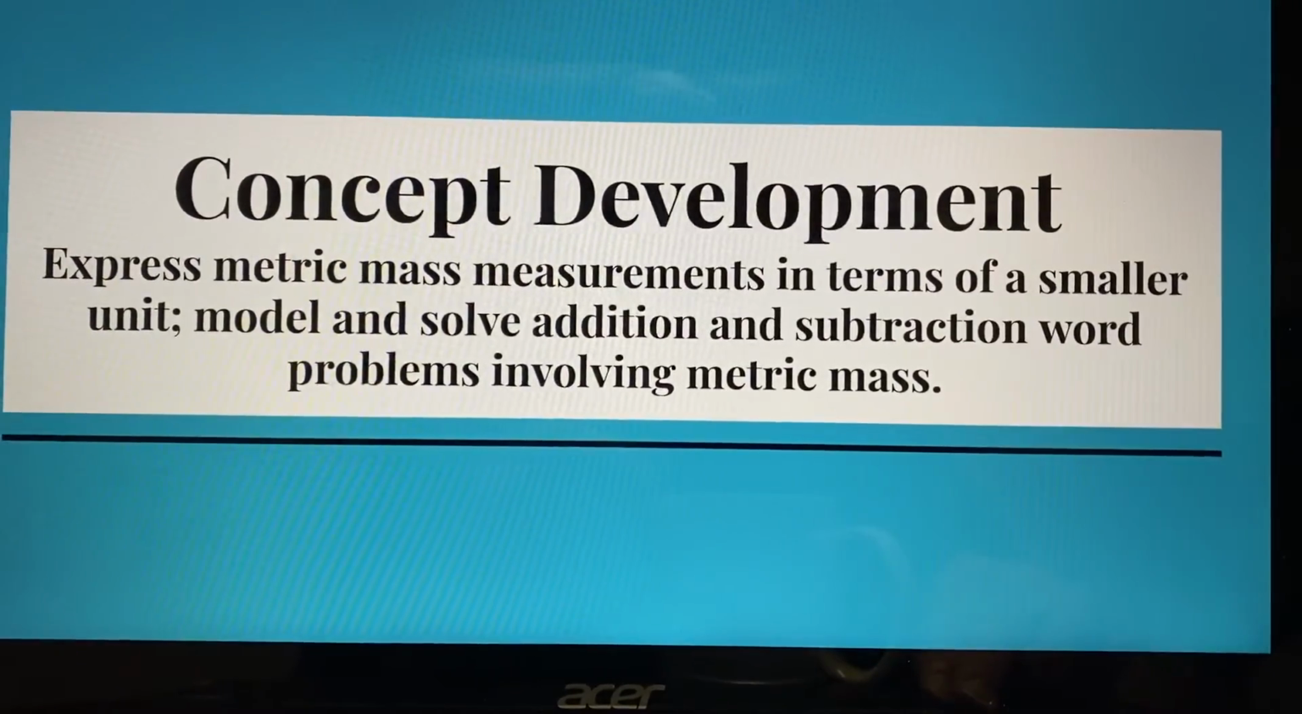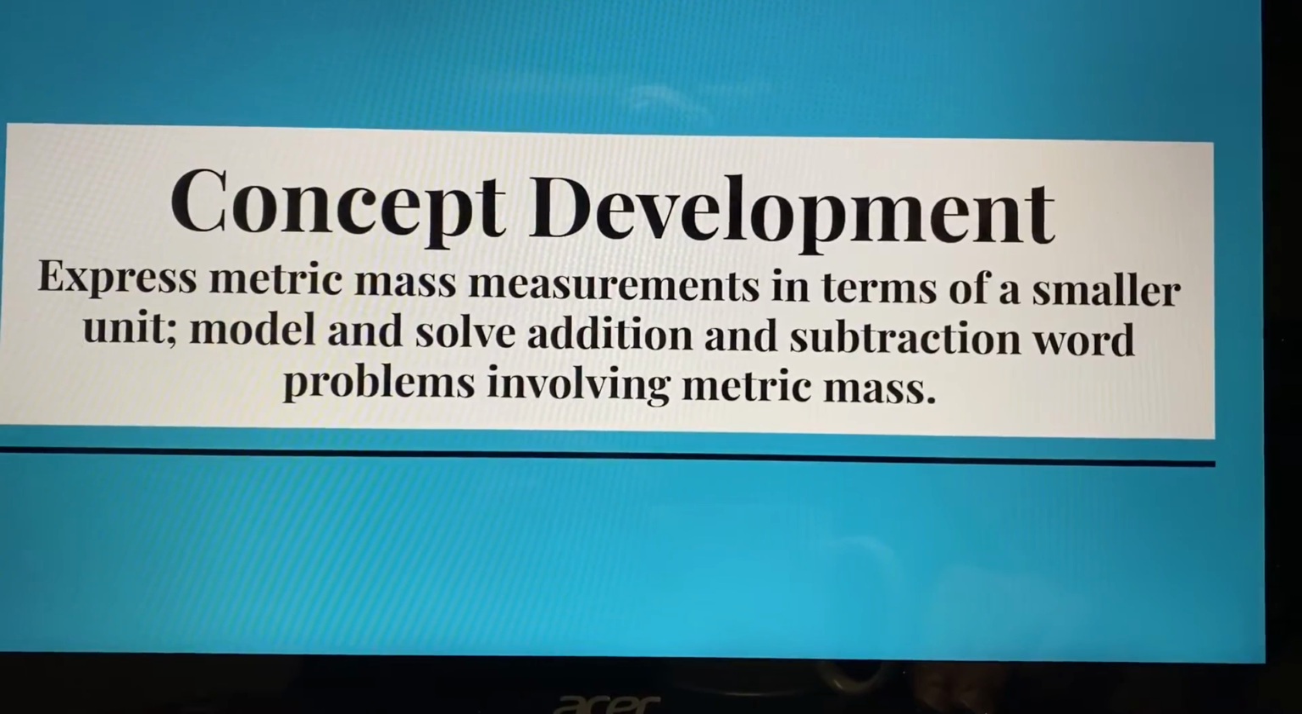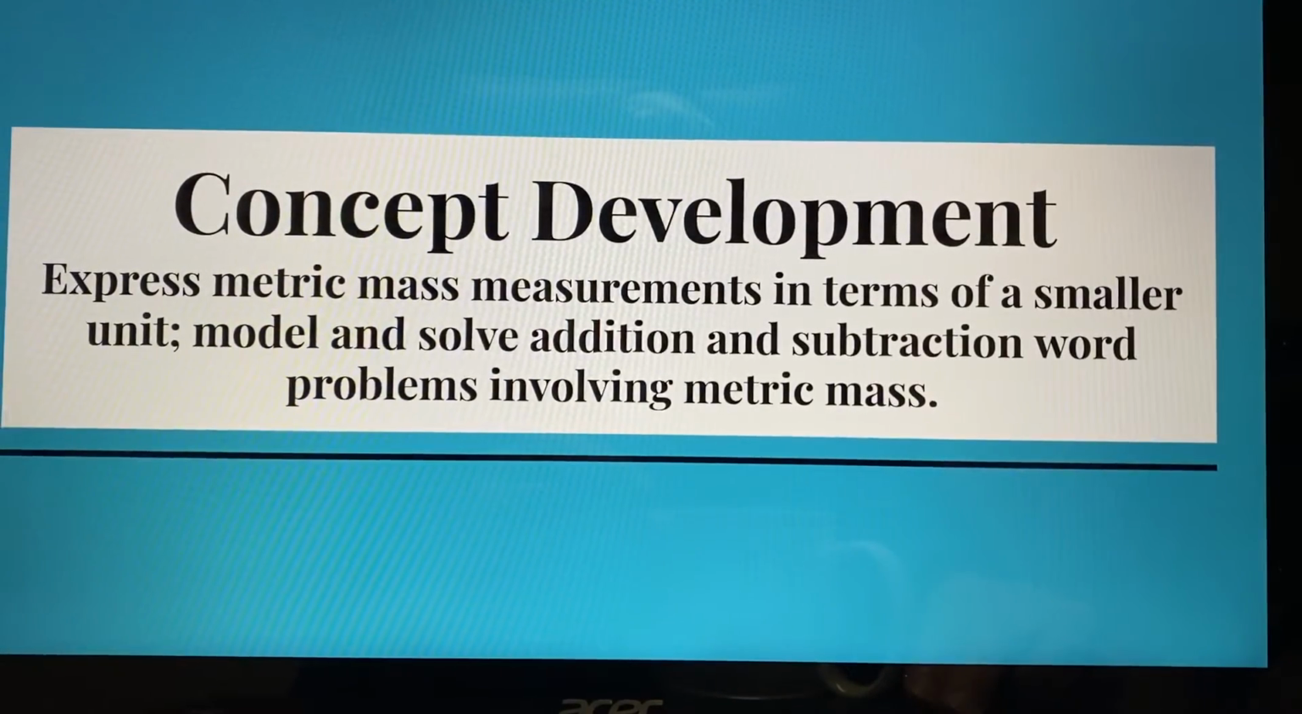Today's lesson, we're going to express metric mass measurements in terms of a smaller unit, and model and solve addition and subtraction word problems involving metric mass.